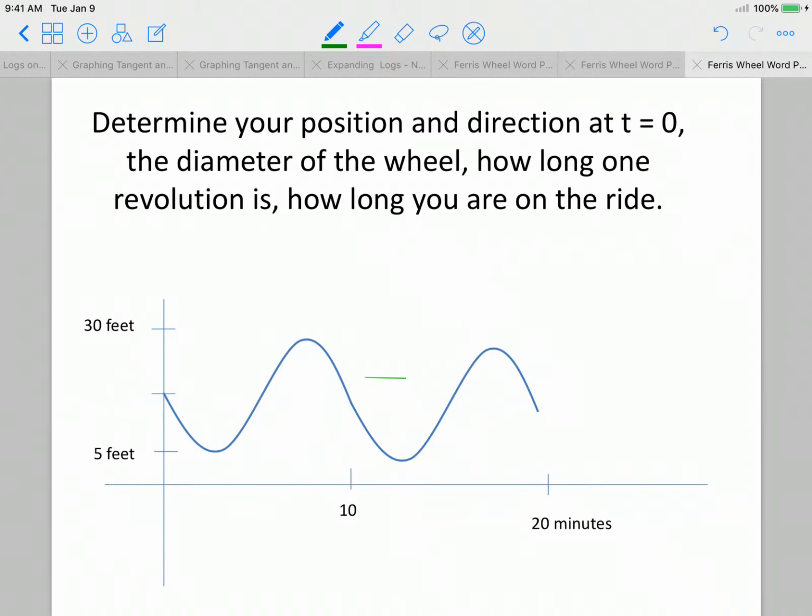Okay, so what is this asking? Determine your position in the direction at t equals 0. So determine the diameter of the wheel, how long one revolution is, and how long you are on the ride. Okay, so determine your position at 0. So where are we at 0? Well, we're right there.